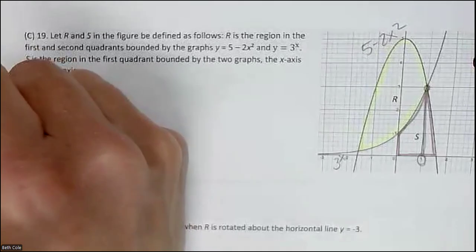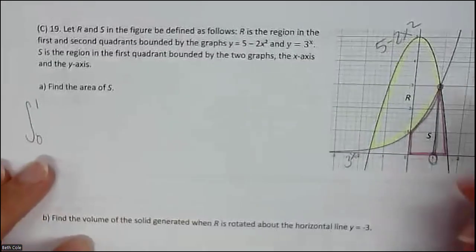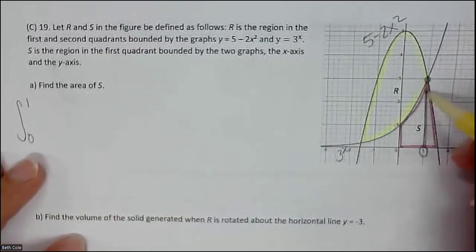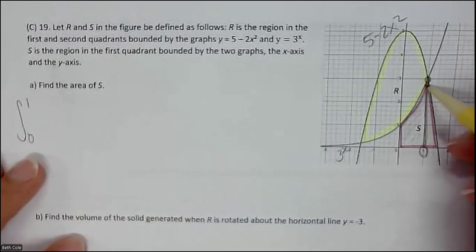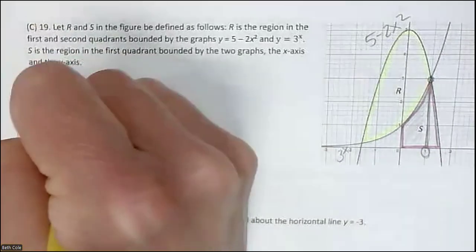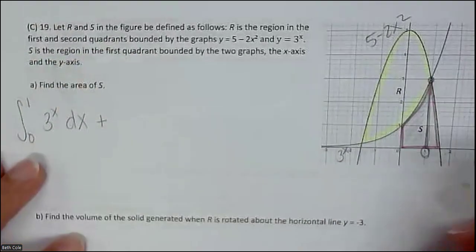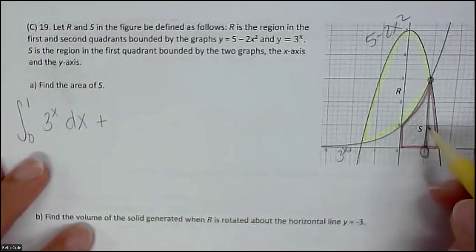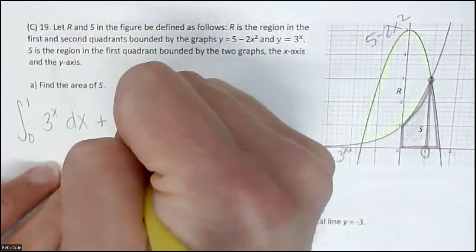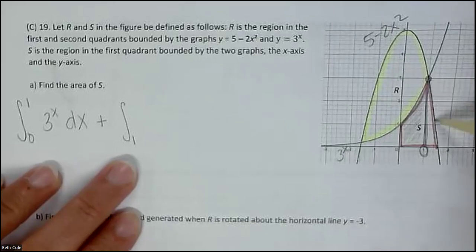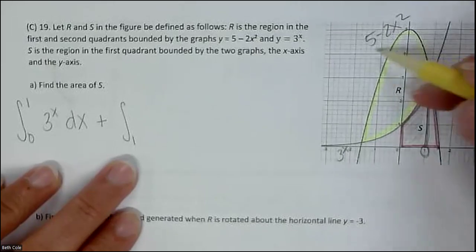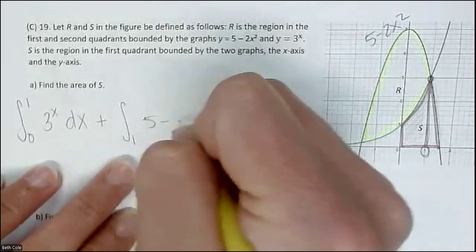Okay, so we're going to have integral from 0 to 1. Which graph are you underneath for just this part? Yeah, that's 3 to the x dx. So that would give this area. And then we have to do plus integral from 1 to whatever that is. I'm going to need the calculator, so I'm going to just hold off on that for a second. And we're underneath this graph, which is the 5 minus 2x squared.